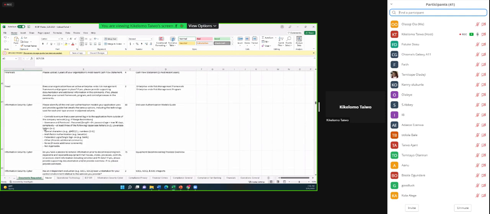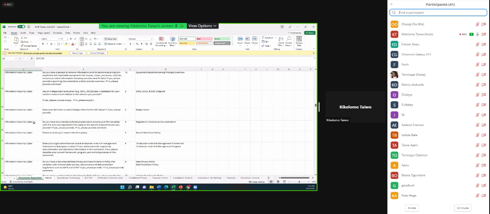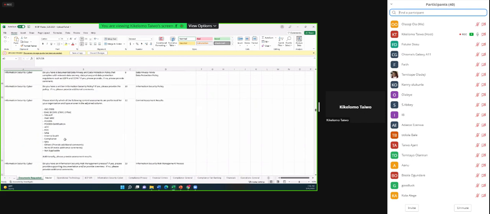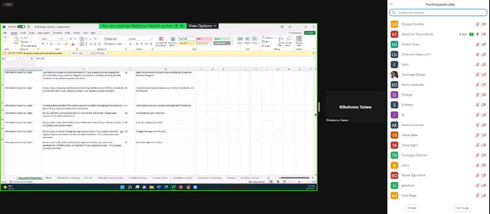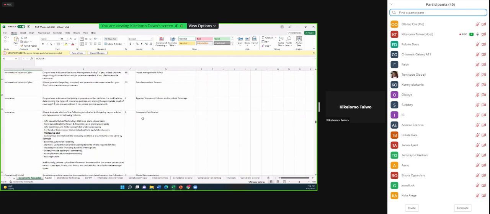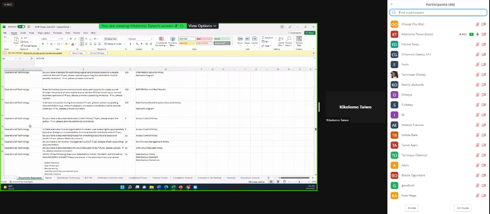InfoSec normally has the most. InfoSec and operational technology will have most of the documents needed. SOC reports, record retention, all these things, data privacy. Look at ISO, PCI DSS. They needed all this, the AOC, attestation of compliance. If you go to these, these are all the documents needed. Insurance certificate, insurance needed this. So operational tech, these are all the documents needed, right?